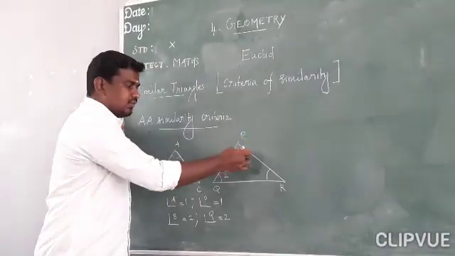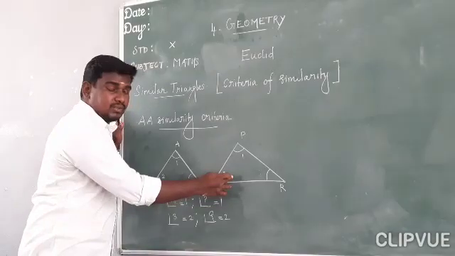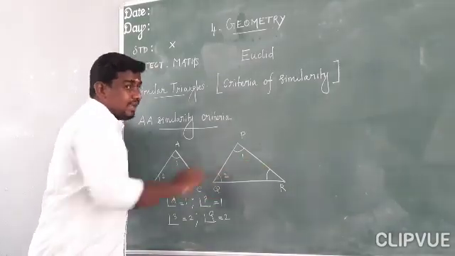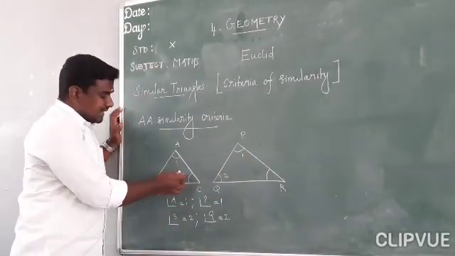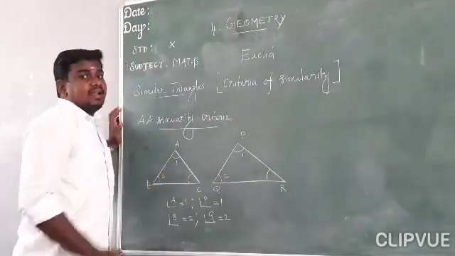Okay, so P equal to 40, Q is also 50. So 40 plus 50 equal to 90. So it should be 90. So here also 40 plus 50, 90. The remaining one, that should be 90.